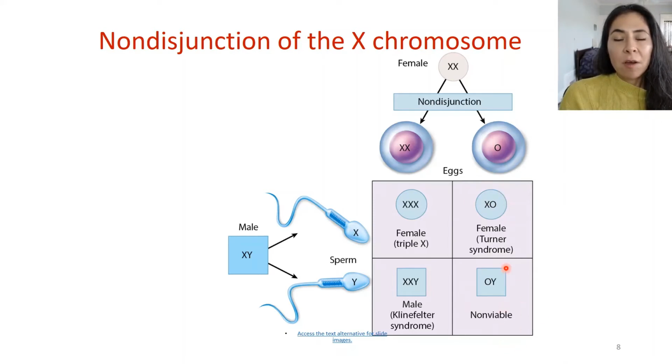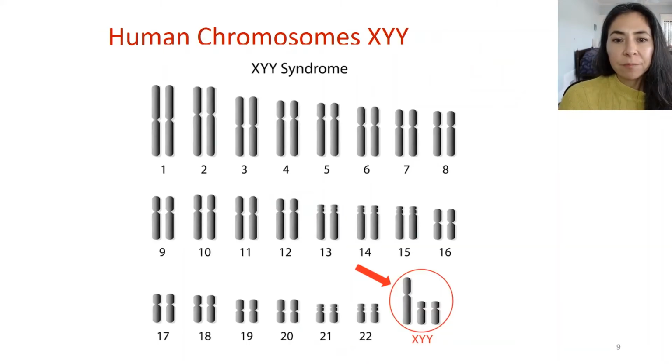And our only non-viable option is if you have no X at all. So that's if you get a Y from your dad and no sex chromosome whatsoever from your mom. This is non-viable. The Y chromosome is actually really small and it doesn't have the genes you need to make up for a missing X chromosome. So again, we're going to get a son with 2 X chromosomes, that's a Klinefelter son, a daughter with Turner syndrome, so that's just 1 X chromosome, or a daughter with 3 X chromosomes, and the OYs are inviable.